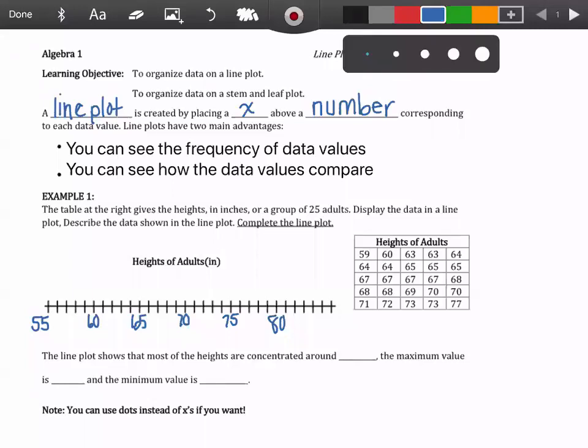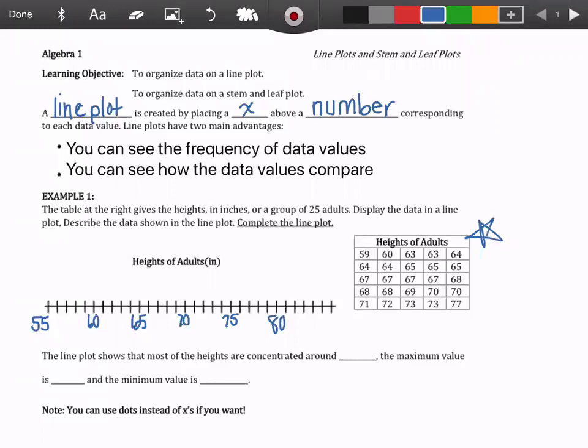The table at the right, if we look at example 1, gives the heights in inches for a group of 25 adults. Display the data in a line plot, describe the data shown in the line plot, and then we're going to go through and do the line plot. So here is our chart with the heights of the adults.